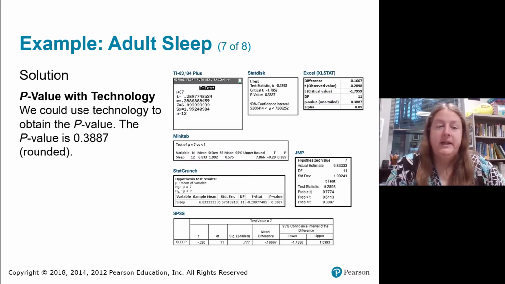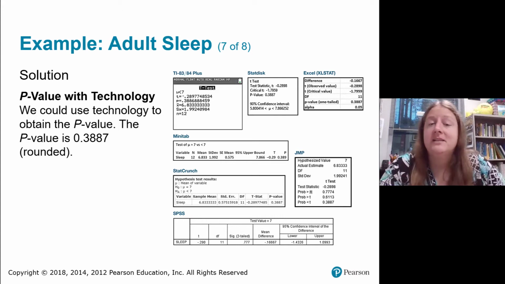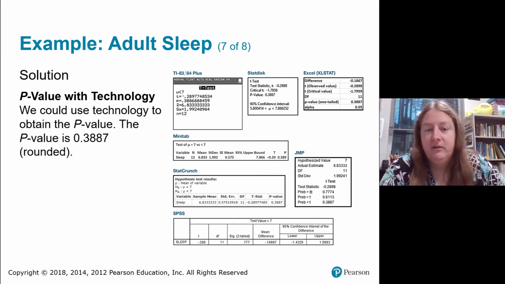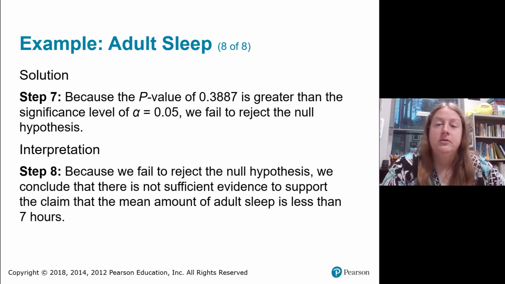Now, looking at the solution, we could use technology, except again, we're not using technology. We want to be able to read the displays of technology, but that's what we're looking for. So our technology will give us a p-value of 0.38868888459. You can read various versions of that on all of these different types of technology here. When we round it, it's 0.3887. Again, you don't have to be able to actually plug it in and do this with any of this technology, but you do need to be able to read the screens and know what it's telling you.